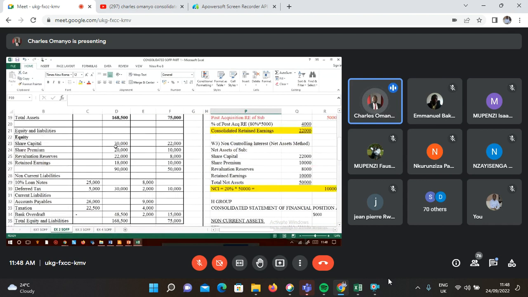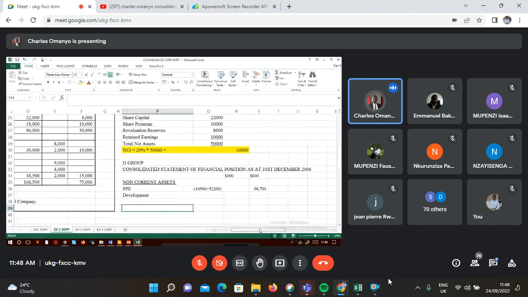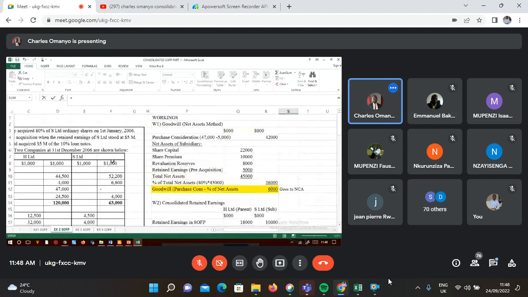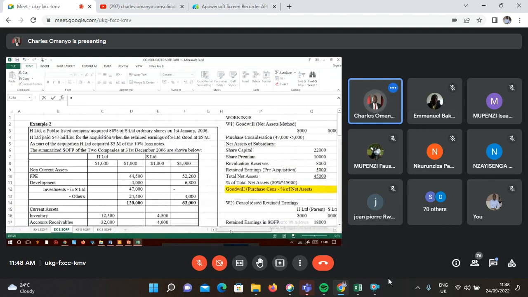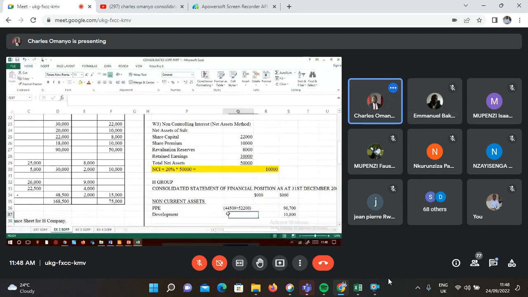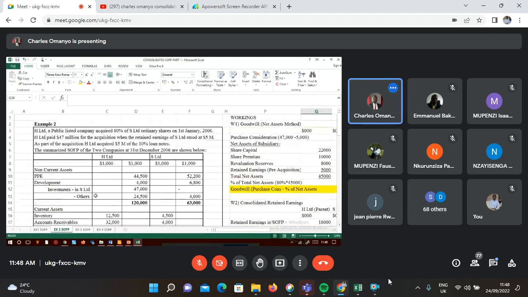Development, what are we adding? Okay, let me get it first. So the development is equal to 4,000 plus 6,800. Now, please, the first rule applies here.